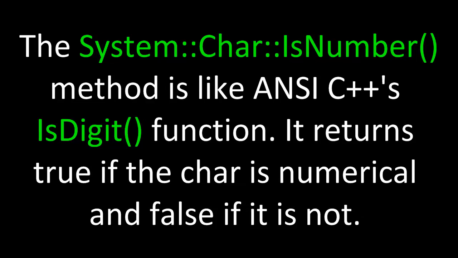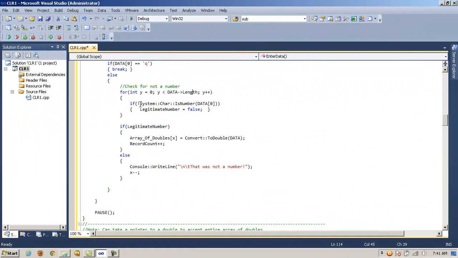The system char is number method is like ANSI C++'s isDigit function. It returns true if the character is numerical and false if it is not. And we're going to say, look, system char is number. It's sort of like the old standard ANSI C++ isDigit, okay? Or catching a number format exception in Java, but we're going to say is number.